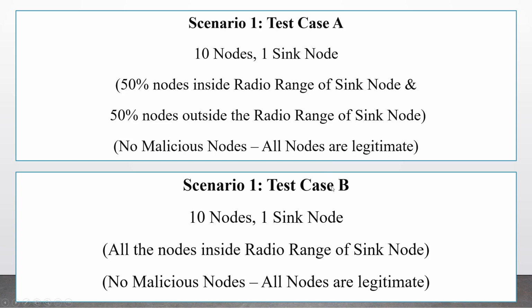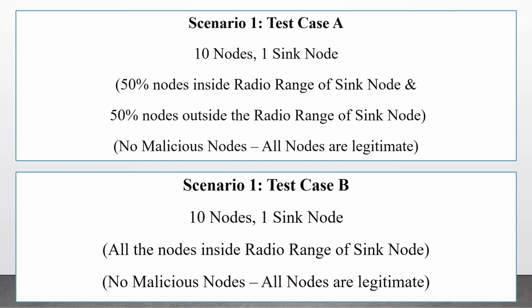What are test case A and test case B? In the first scenario, we are going to take 10 nodes, only 10 nodes, and one sink node. These 10 nodes are the IoT nodes, and the sink node is going to be the border router.